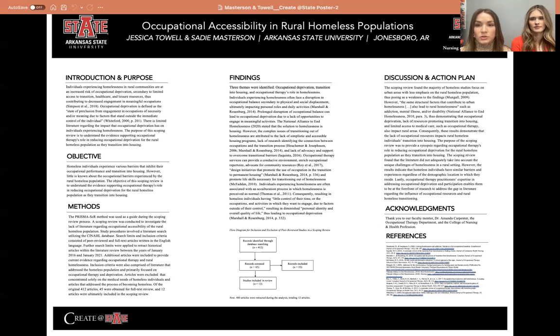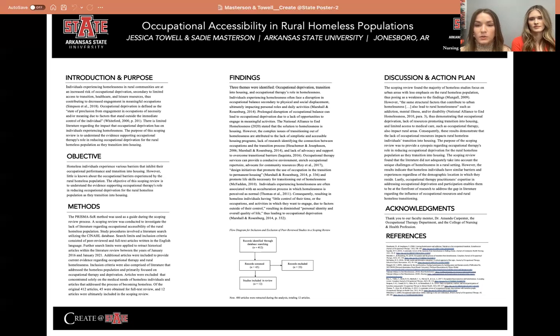However, the same structural factors that contribute to urban homelessness also lead to rural homelessness, such as addiction, mental illness, and/or disability, thus demonstrating that occupational deprivation, lack of resources promoting transition into housing, and limited access to medical care, such as occupational therapy, also impact rural areas. Consequently, these results demonstrate that the lack of occupational resources impacts rural homeless individuals transitioning into housing.